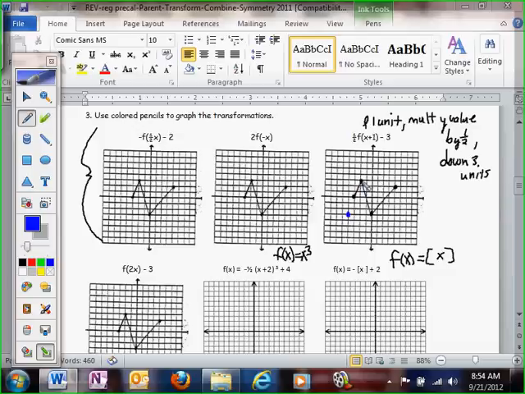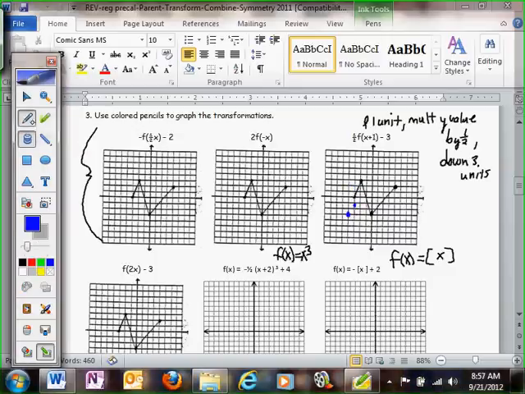Now I'll take this point. Left 1, multiply the y value by half. The y value of this point where my pencil is, is 3. 3 times 1/2 is 1.5, or 3/2, and it takes me to there. I shouldn't have marked that. Now I go down 3 from here. 1, 2, 3. That point goes to here.